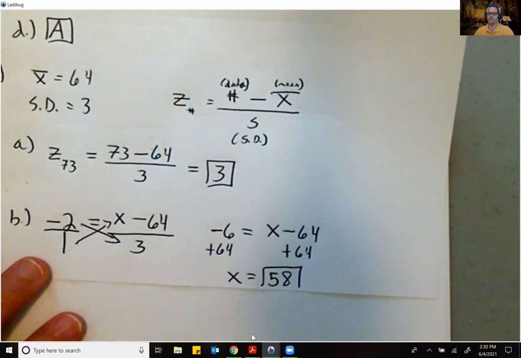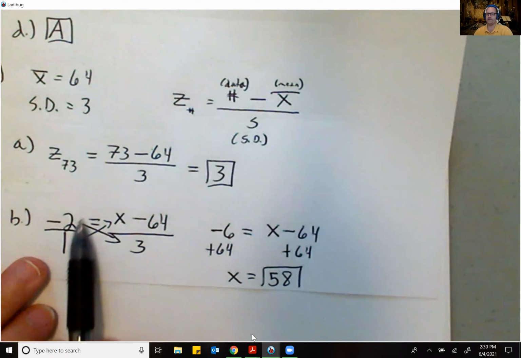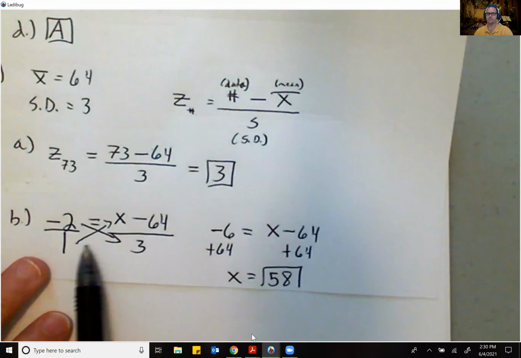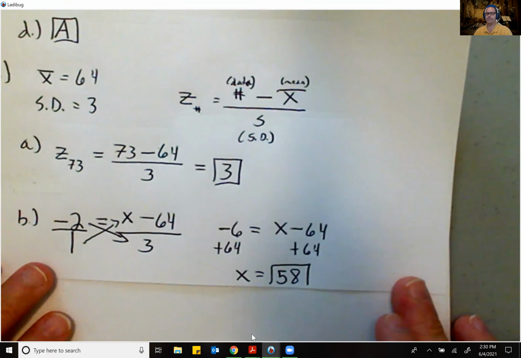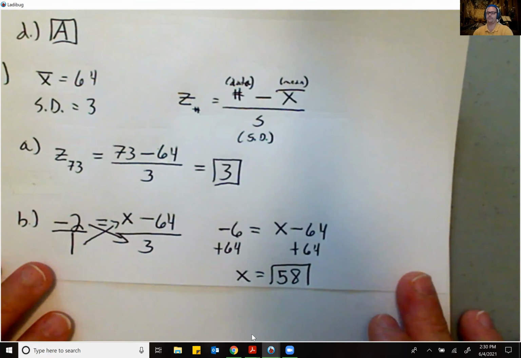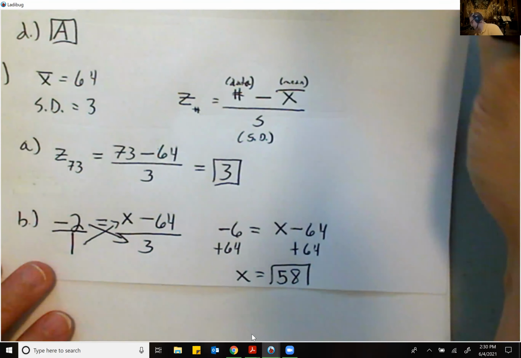So if the z-score is not on a picture like the one you see, this is how you solve it mathematically. It's just a quick proportion, cross multiply. Any questions on number 21? Okie dokie, artichokes.